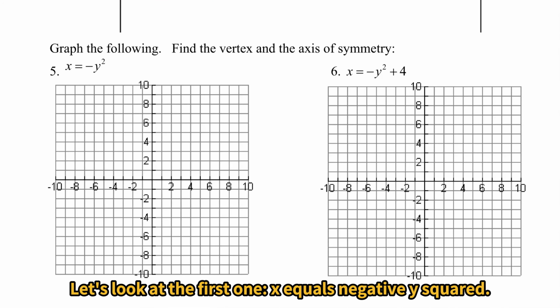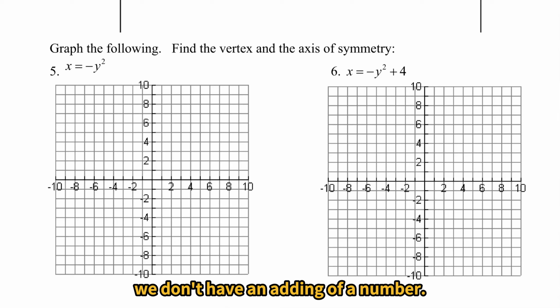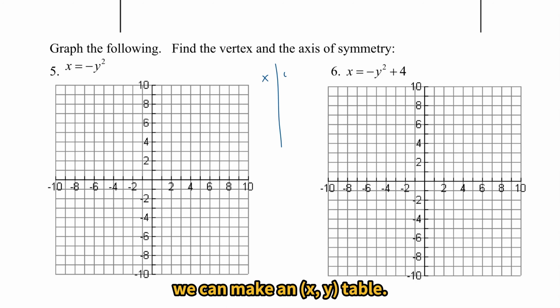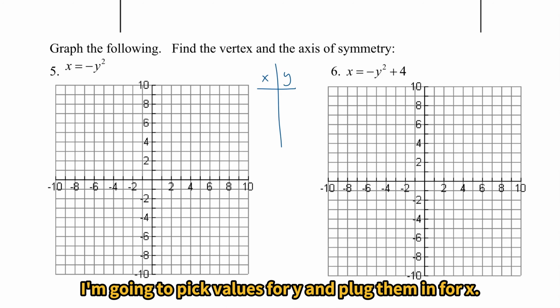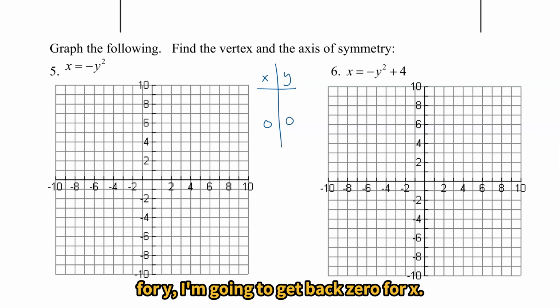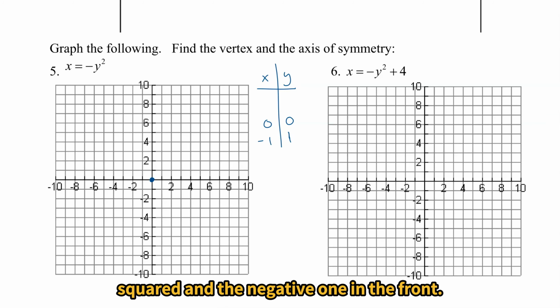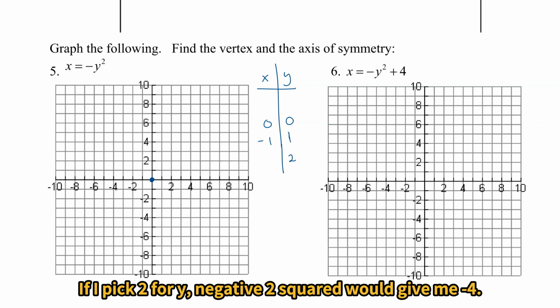Let's look at the first one, x equals negative y squared. We don't have any parentheses around the y. We don't have an adding of a number. If we try to make a table for this, we can make an xy table, but this time I'm going to pick values for y and plug them in for x. So if I choose 0 for y, I'm going to get back 0 for x. If I pick 1 for y, I'll get negative 1 for x, 1 squared, and then the negative in the front. If I pick 2 for y, negative 2 squared would give me negative 4.